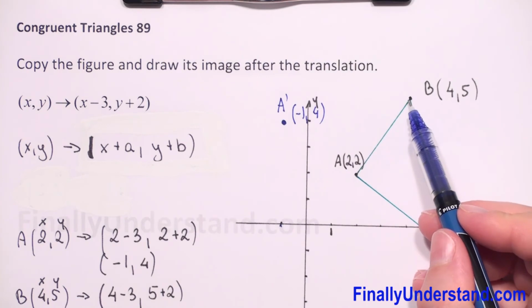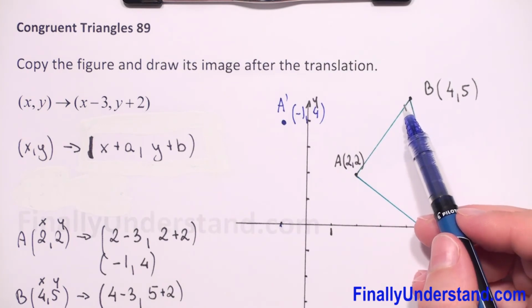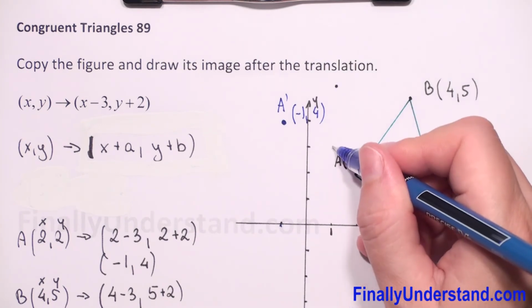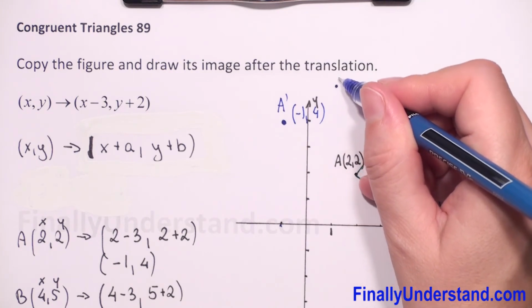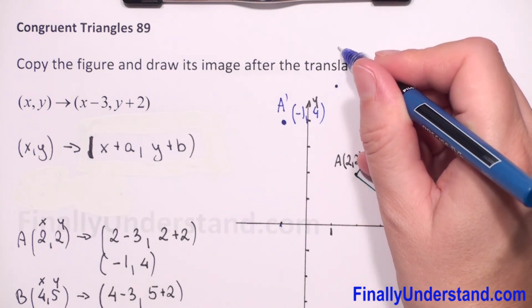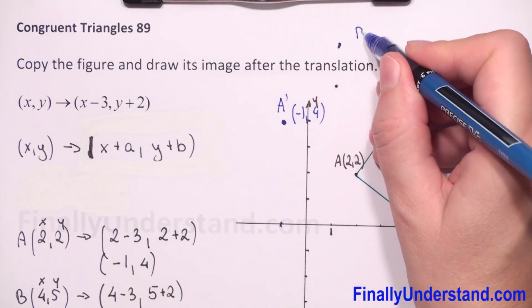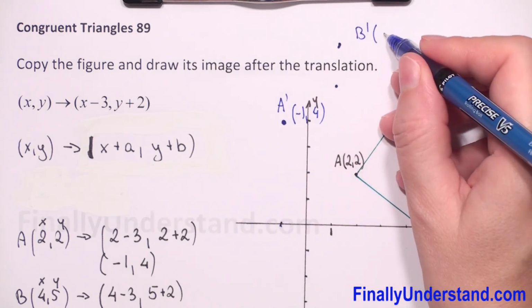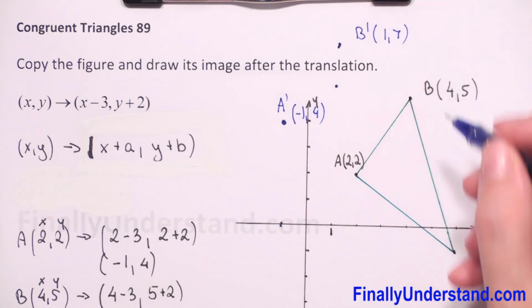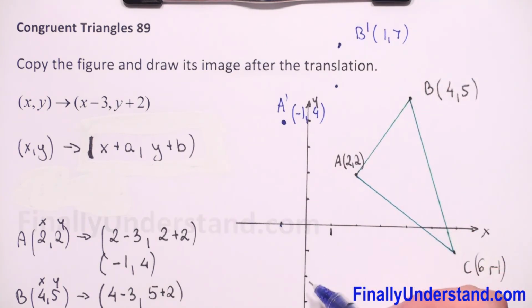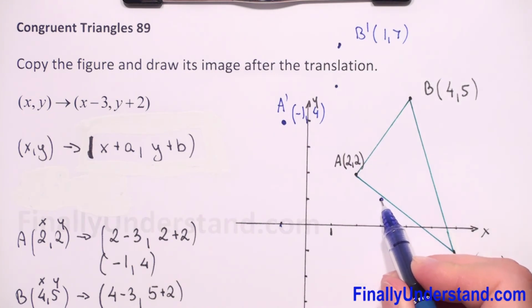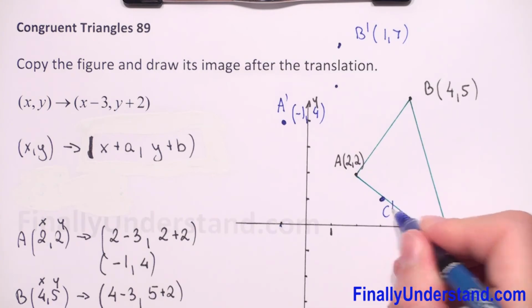Next, point B now has coordinates 1, and going up 1, 2, 3, 4, 5, 6, approximately 7. So B prime has coordinates (1, 7). And C is now at 3, 1, 2, 3, and 1. This is our C prime, (3, 1).